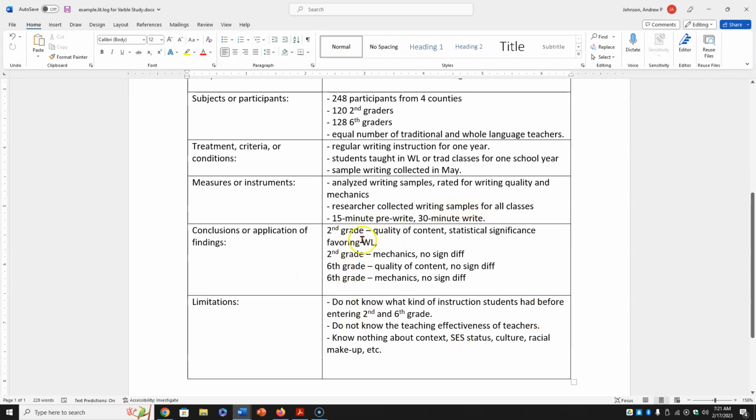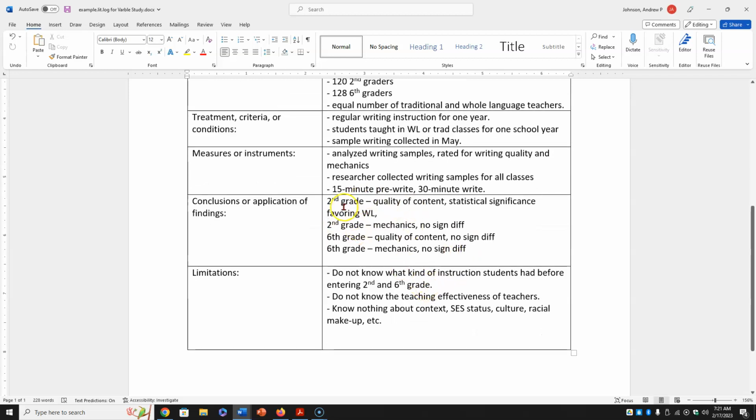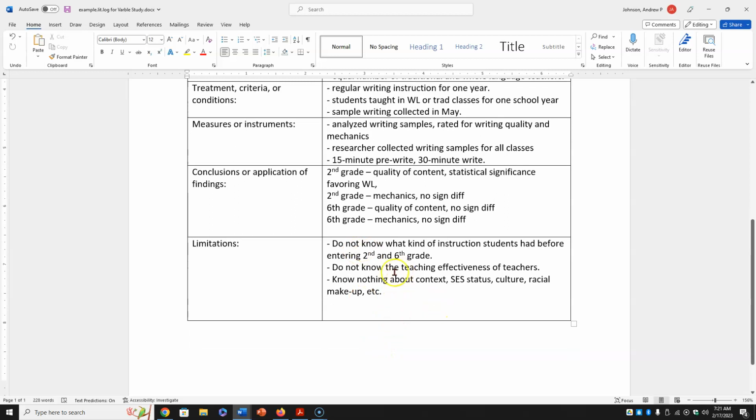Measures, analyze writing samples, rating for quality and mechanics. Researcher collected all of them. It was a 45-minute session. Conclusions, and here it is. Second grade, quality, difference favoring whole language. Mechanics, no. Sixth, no. No. Limitations, do not know what kind of instruction students had before entering sixth grade, don't know the teaching effectiveness of teachers, know nothing about context, SES status, culture, and so on.